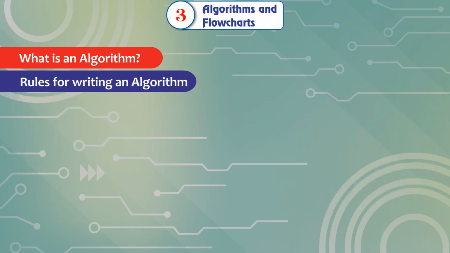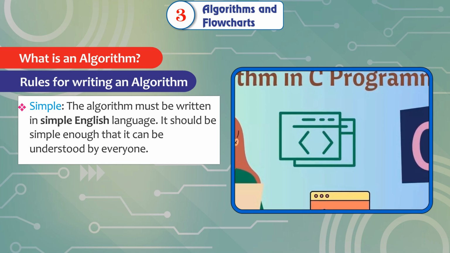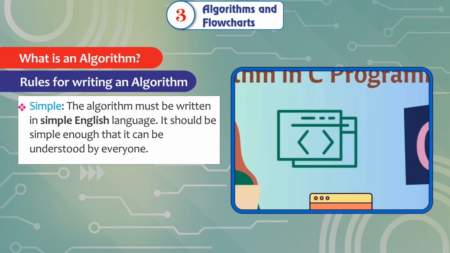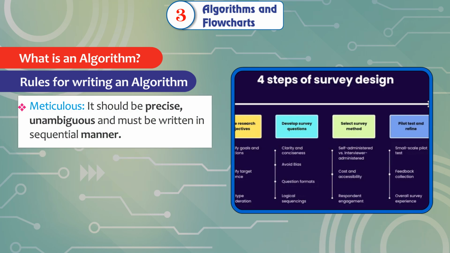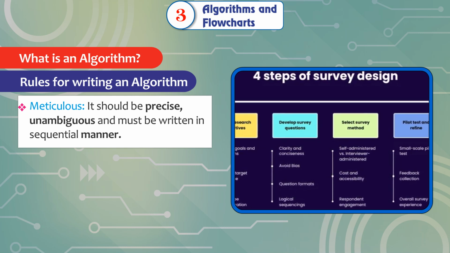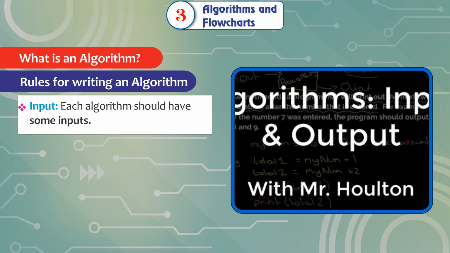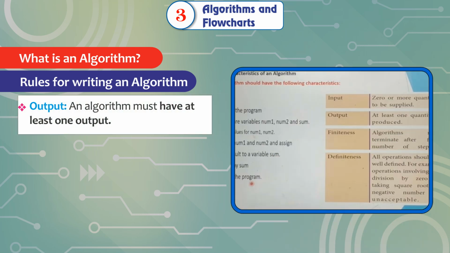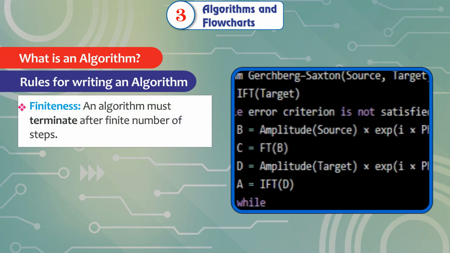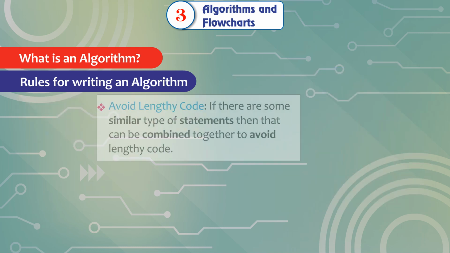Rules for writing an algorithm. Simple. The algorithm must be written in simple English language. It should be simple enough that it can be understood by everyone. Meticulous. It should be precise, unambiguous, and must be written in a sequential manner. Input. Each algorithm should have some inputs. Output. An algorithm must have at least one output. Finiteness. An algorithm must terminate after a finite number of steps.